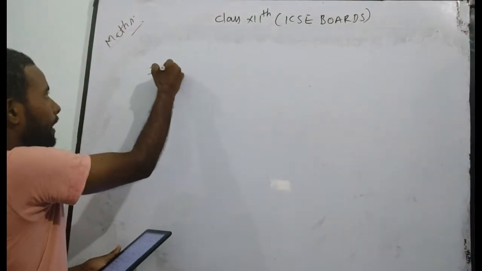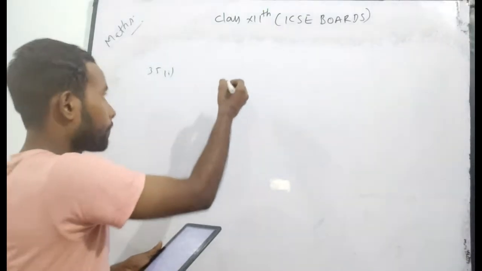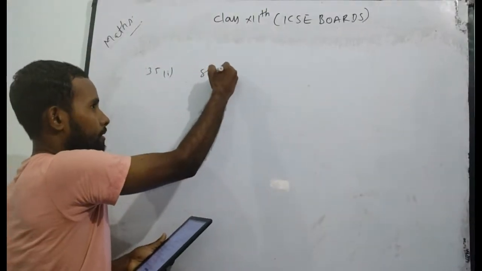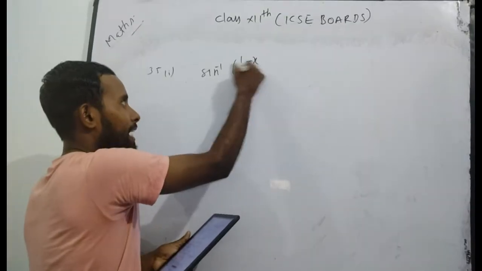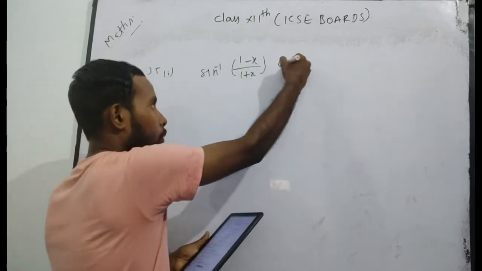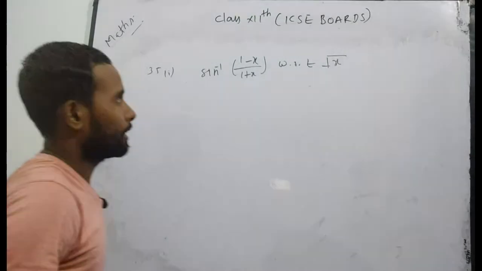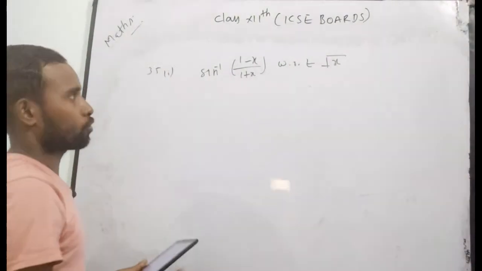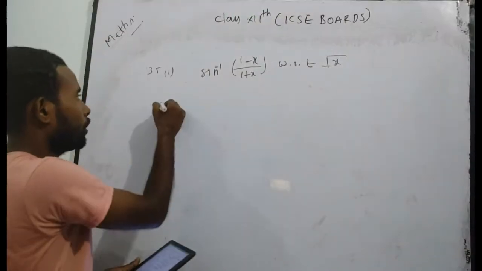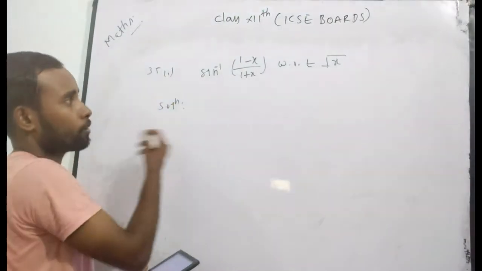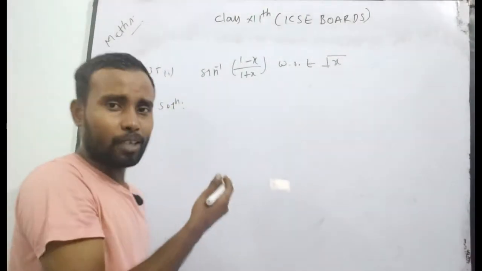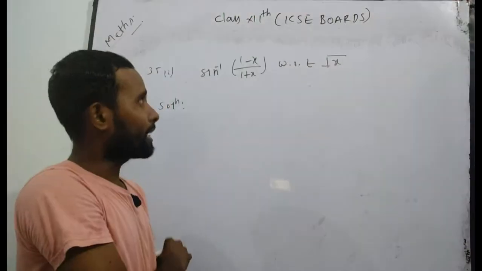This is your 35 second, in which it tells you to differentiate sine inverse of (1 minus x) upon (1 plus x) with respect to under root x. How can you solve it? Similarly, you can also solve this question. I think there are two procedures through which you can solve this question: first, the substitution method, and second, the simple method.